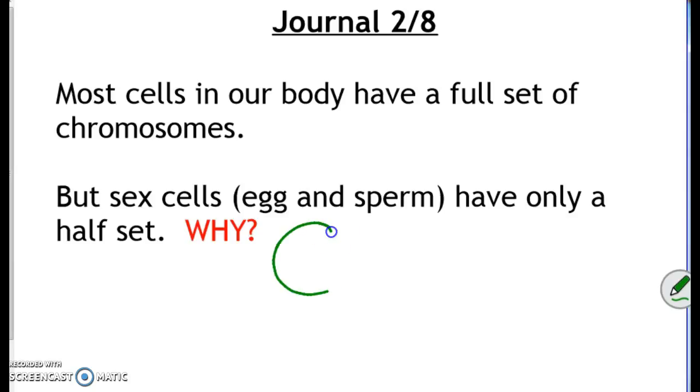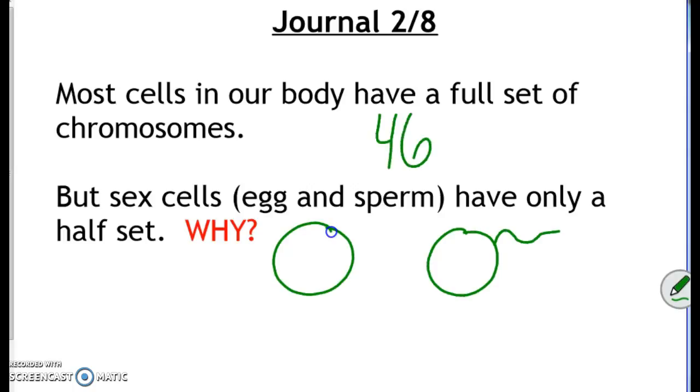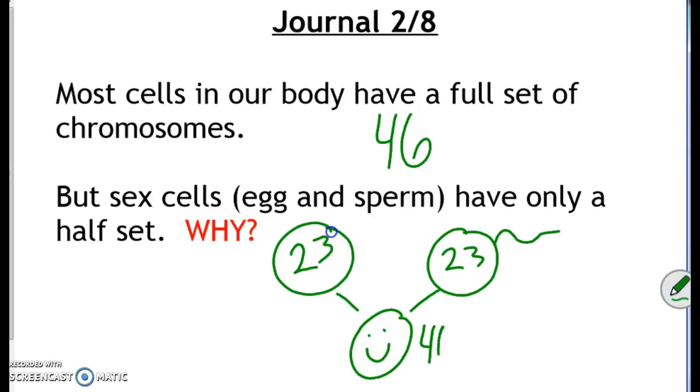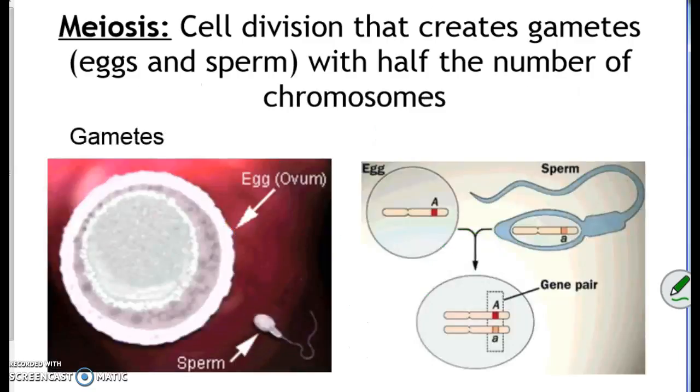You have the egg and the sperm, whereas most of our cells in our body have 46 chromosomes. The egg only has 23 and the sperm only has 23, so that when they combine to produce a human baby, this human will have 46 chromosomes in each one of its cells. Okay? So let's go into it a little bit more.